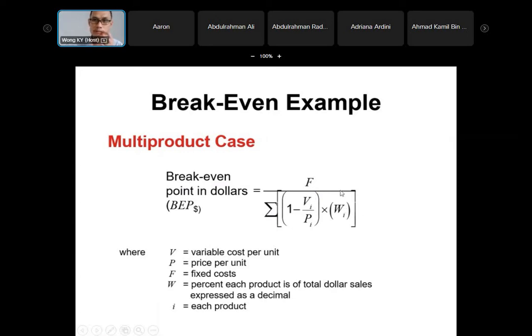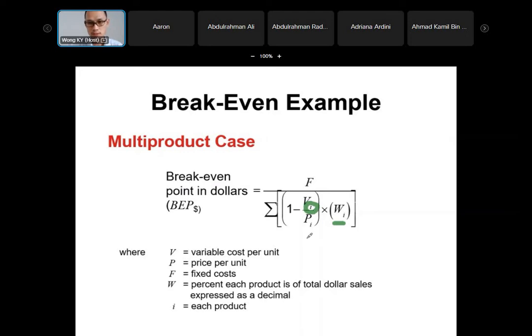So what is F? F is fixed cost, so it's fixed. VI is the variable cost per unit for each product. Okay, we have an I here. I here means for each product. So VI is the variable cost per 1 unit of the product for each type of product. PI is the selling price for each unit for each product. Okay, and what is WI? WI here is the weightage. You see W, right? W is like the weight.